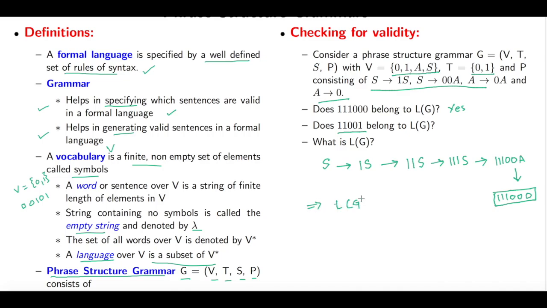So this means we have to stop at 0, which means that LG elements must end at 0. So this means that this guy cannot be in the language. Okay. Now we are trying to generate. Now this is the checking for validity and this is for generating. Okay. Now let's see what is LG.